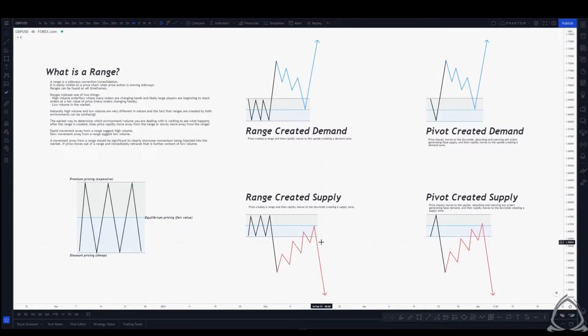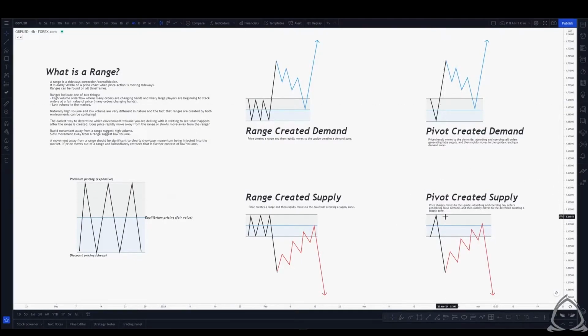Now, another way of identifying and mapping out supply and demand is looking at pivots created in the market. And generally speaking, what you'll see is a sharp move to the downside followed by a rapid expansion to the upside. That would create a pivot demand. And again, we're not anticipating catching the initial move to the upside. We're waiting for price to return back into that demand zone to look for our entries. And we'll touch on all of that later. Just conceptually, this is how supply and demand zones are created.